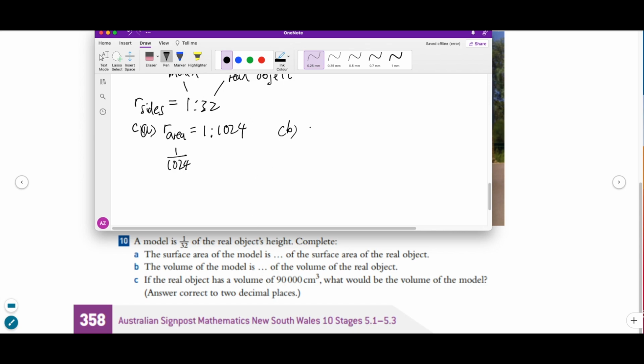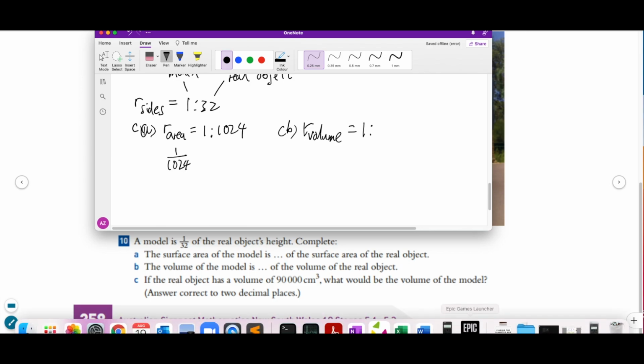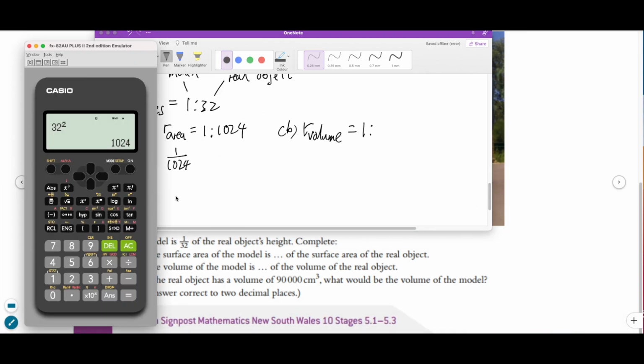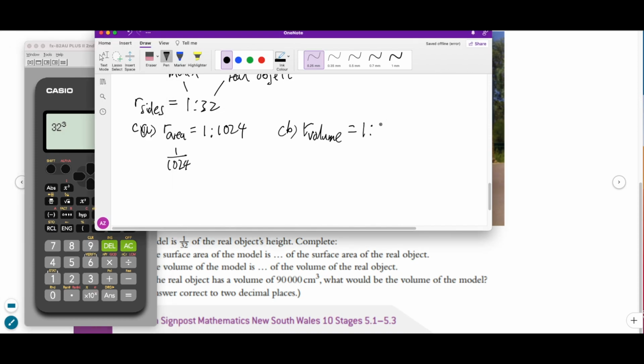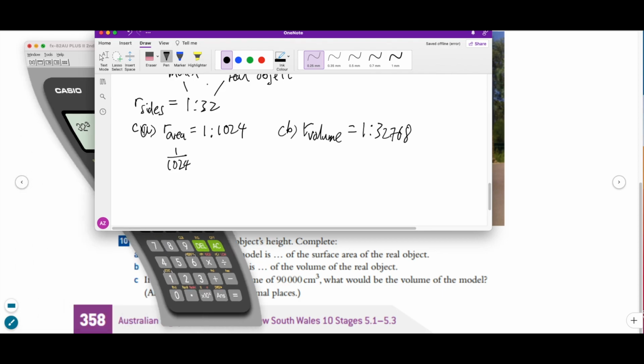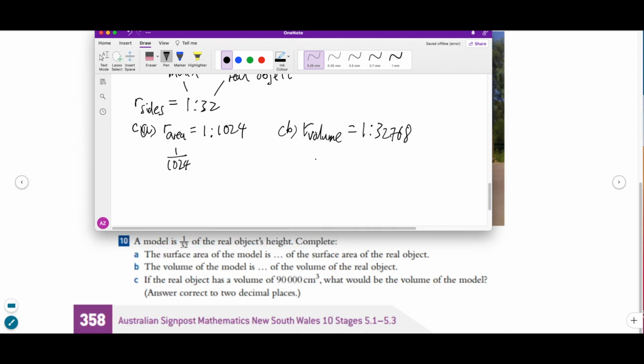Okay, so the volume, so you just have to cube what the 32 is. So then the ratio of the volume is equal to 1 cubed is 1, 32 cubed is, okay, what's 32 cubed? Okay, this is a pretty big number, 32768. So that means the volume of the model is 1 on 32768 of the volume of the real object.